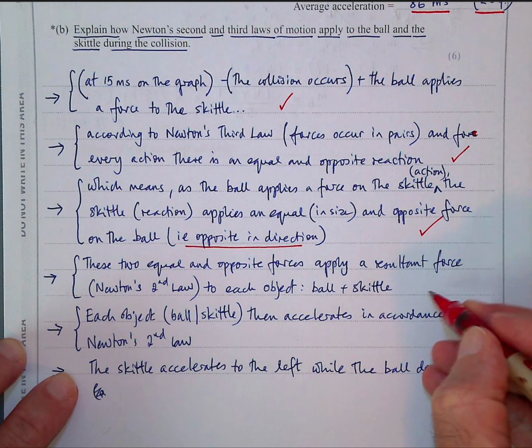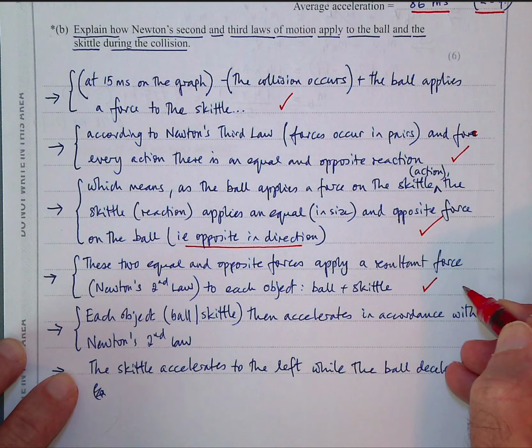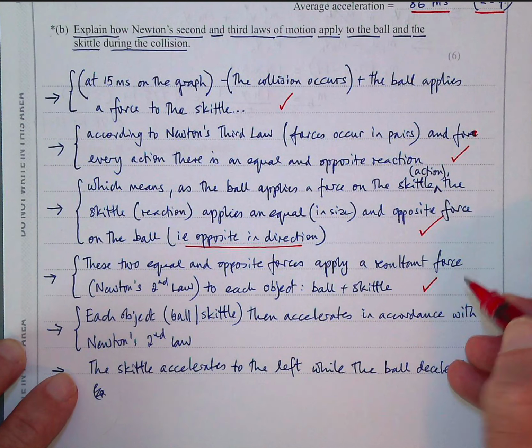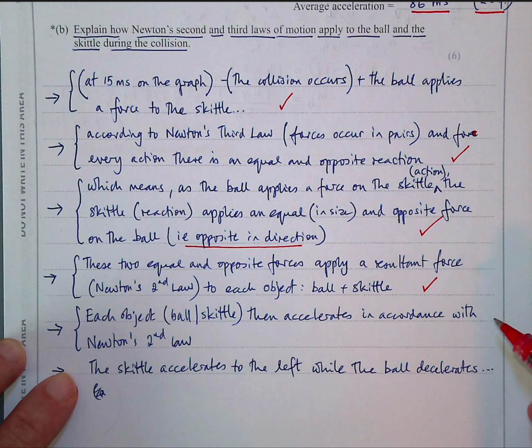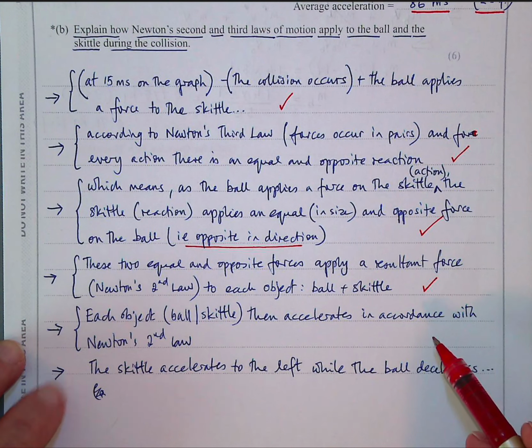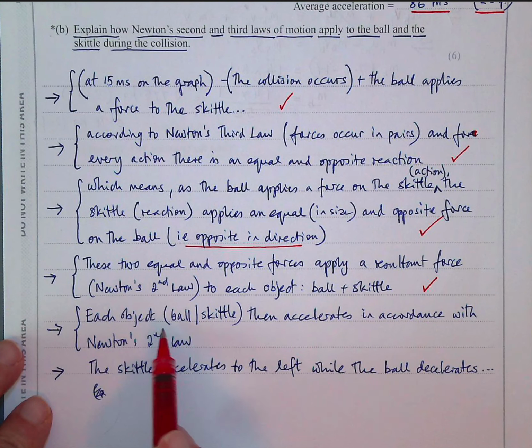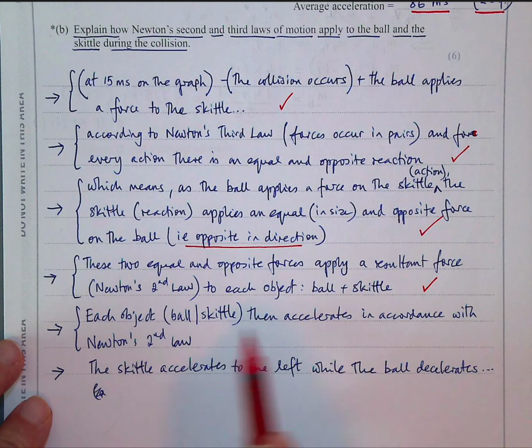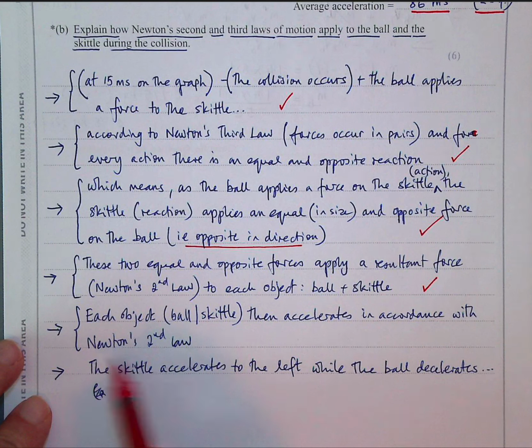Okay, so Newton's second law is looking at one object at a time, whereas Newton's third law is talking about the action, reaction, interaction. So I always say to my students, even in GCSE, that really Newton's third law is the starting point, and then Newton's first law and second law is whether the forces are balanced or unbalanced. And Newton's third law leads to Newton's second law in a way. So each object, the ball slash skittle, then accelerates in accordance with Newton's second law.